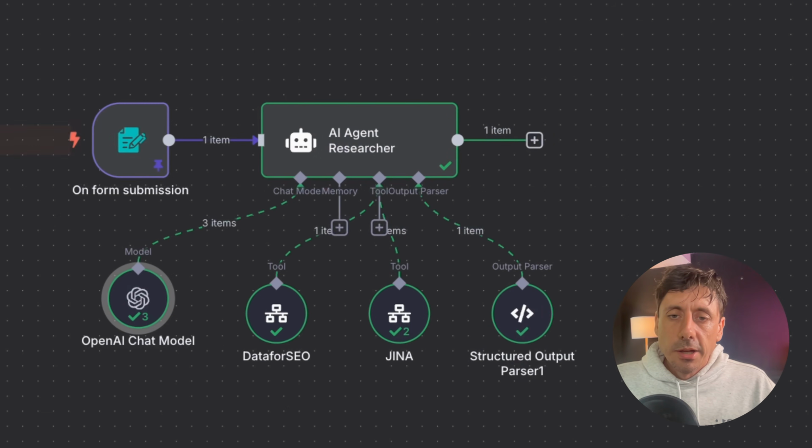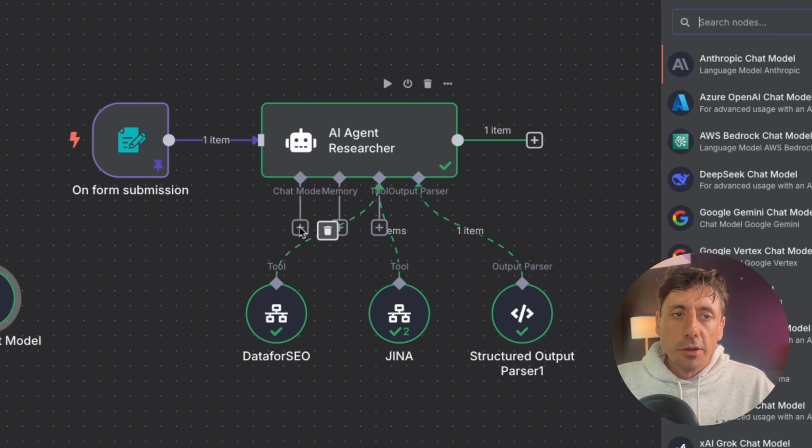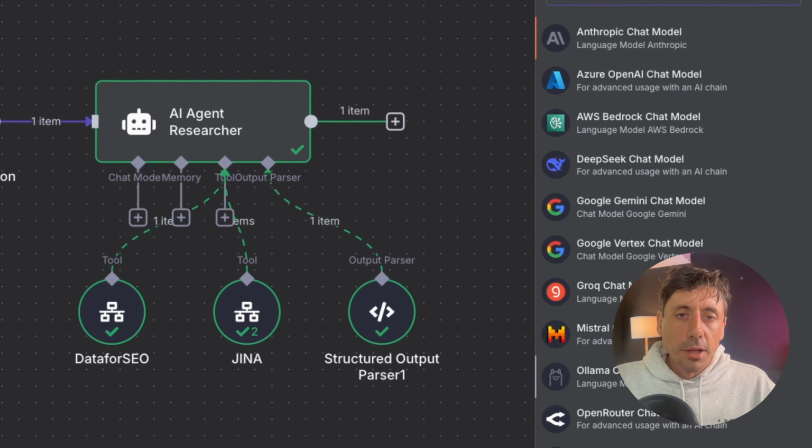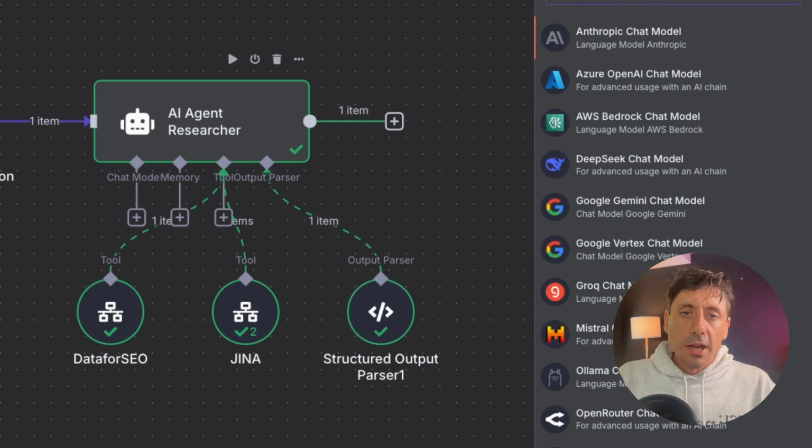So if we look over here, before we actually build this out, which I'll show you in a second, let's just say I disconnected that model for a moment. I'm just going to look at the options of the models that I've got. You can see there's a lot of models that I could plug in. Those models are just the brain of the AI agent. So which brain do we choose?